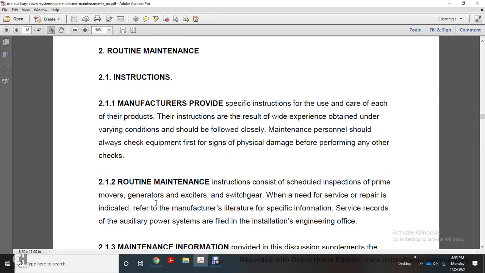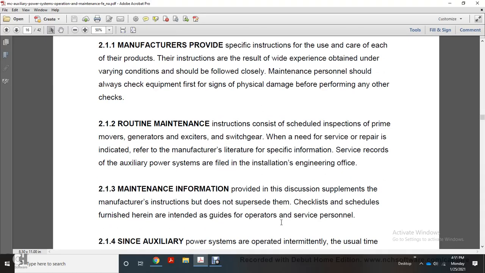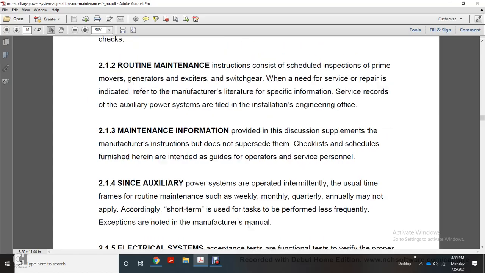2.1. Routine maintenance instruction consists of scheduled inspection for the primary mover, generators, exciter, and switchgear. Where need for service or repair is indicated, refer to the manufacturer literature for specific information. Service records for the auxiliary power system are filed in the installation engineering office. 2.1.3. Maintenance information provided is a discussion supplement for the manufacturer instruction and does not supersede them. Checklists and schedules furnished here are intended to be guides for the operator and service personnel.